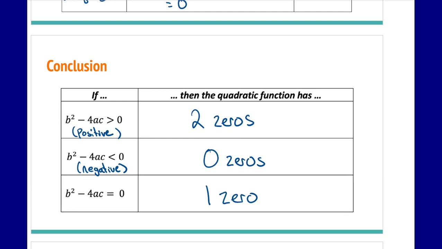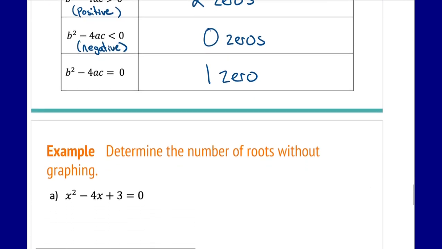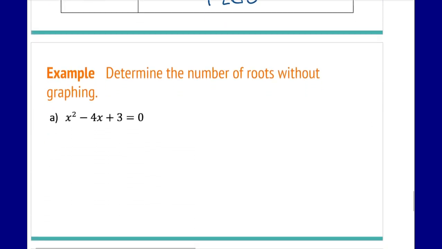So all we have to look for, if we're only concerned about the number of x-intercepts, is we just have to look at this discriminant. If we want to know the specific values, then unfortunately we do have to go through and use the quadratic formula, or factor it, or graph it, whatever the case may be. But again, if we're only looking for the number of roots, we don't have to graph, or go through and do the full formula. We just need the discriminant.